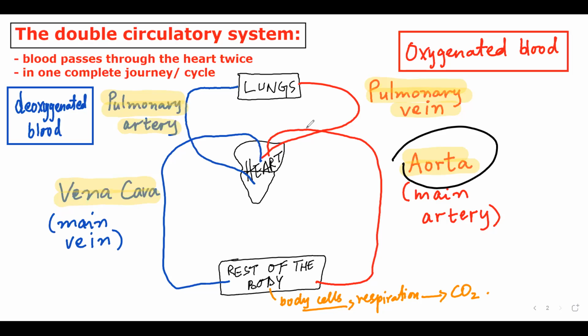And why is this so? Because it has to pump blood to the longer distance via the aorta, right, to the rest of the body. So this is the concept we will be taking along about the double circulatory system and the blood vessels involved in it.